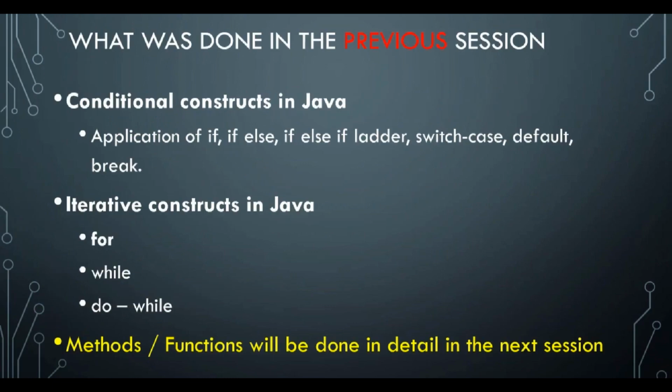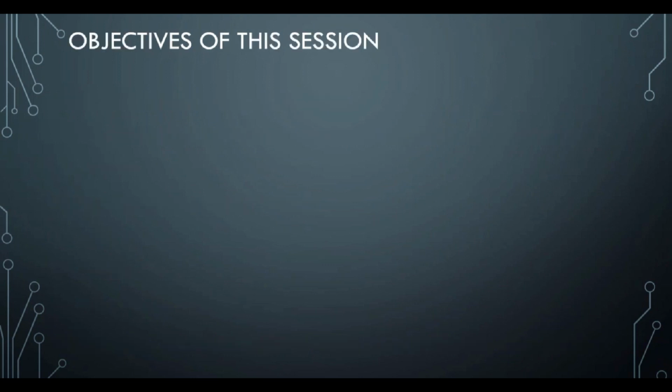Okay, what did we do in the last session? In the previous session we did the conditional constructs, in which we did the if else ladder, switch case, default and break statements. In the current session we will be doing the for loop, while loop and do while.